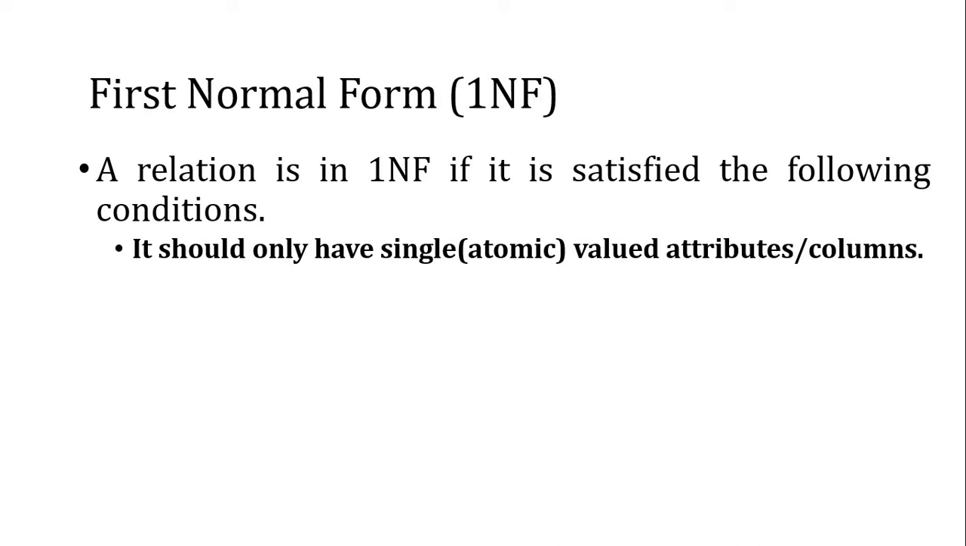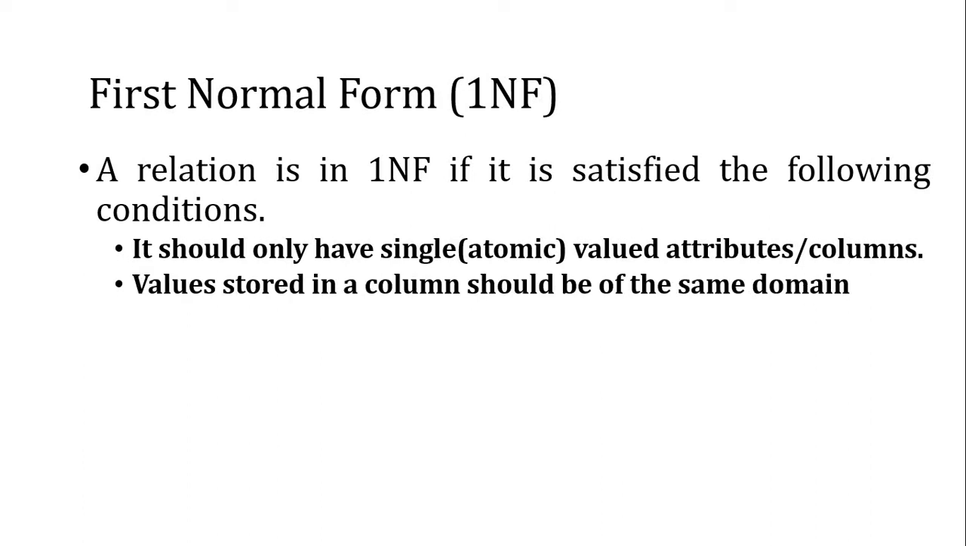So what does that mean? In every attribute or column, it should contain a single value. There should not be multiple values for each tuple in an attribute or column. There should be a single value for each tuple in each column. So that is rule number one.